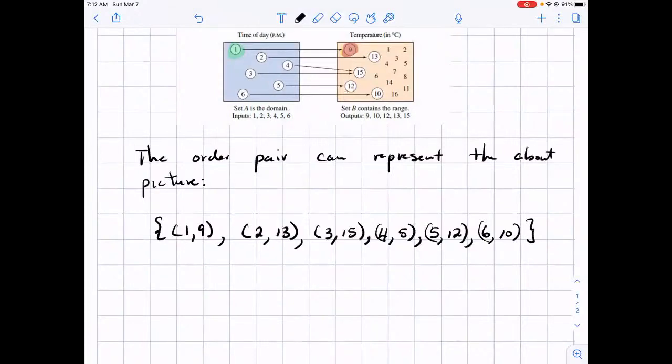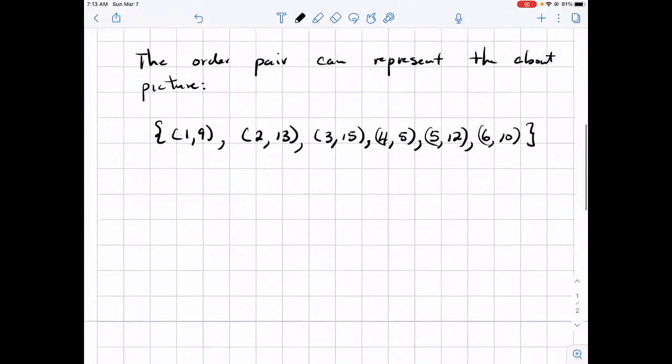So the first coordinate, the x value, is the input, and the second coordinate, the y value, is the output. Okay. So we could either have it as some form of a pictorial view, or we could have them as ordered pairs. And we'll see later on, we can even have them as a graph.